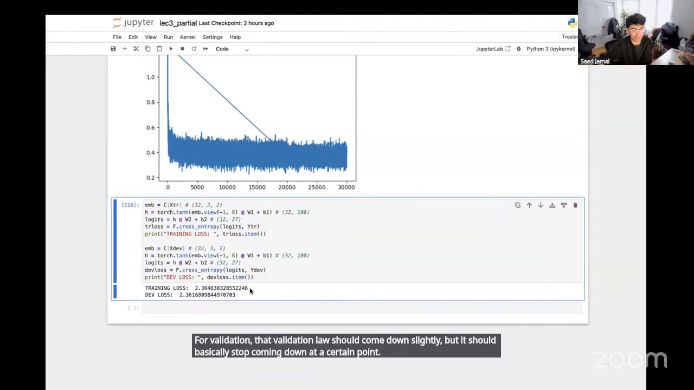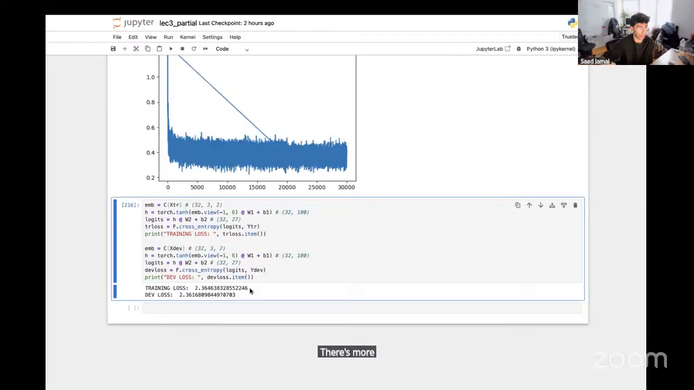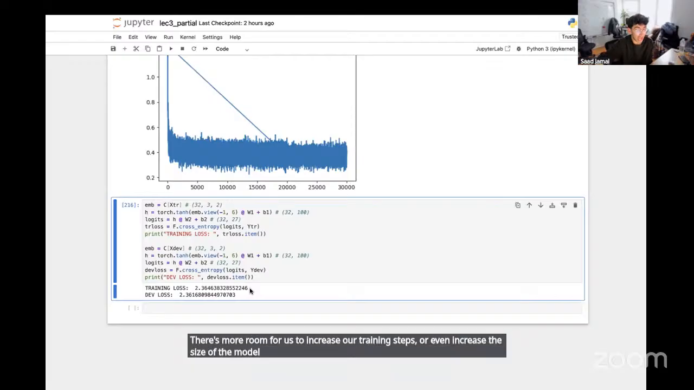What our model is experiencing is our training loss is the exact same as our validation loss. So what that means is that we haven't overfit our model yet. There's more room for us to increase our training steps or even increase the size of the model. And that way we'll give the model additional functionality to overfit the training data.